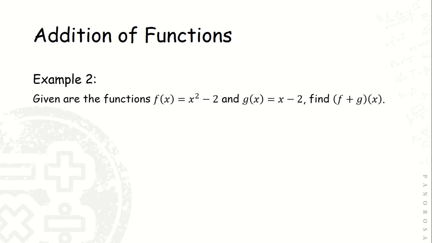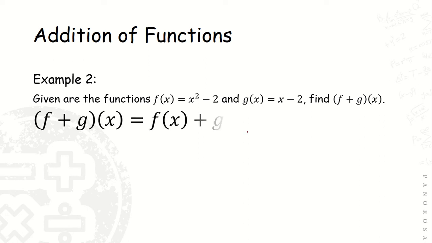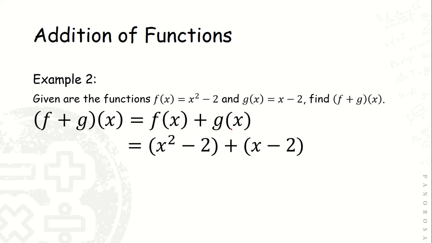Example 2. Given are the functions f of x equals x squared minus 2 and g of x equals x minus 2, find f plus g of x. So we will substitute first. Substitute the value of f of x, and that is x squared minus 2 plus g of x, and that is x minus 2.